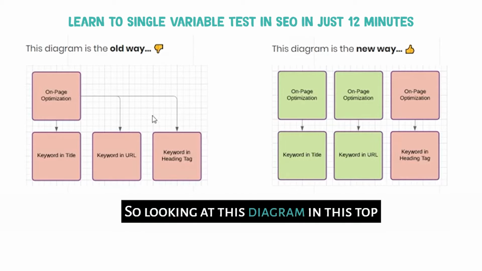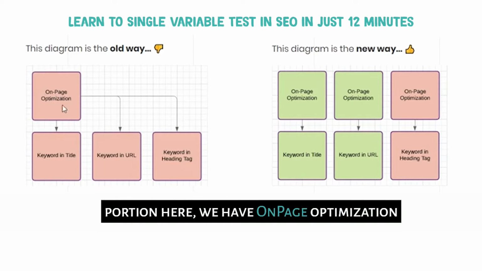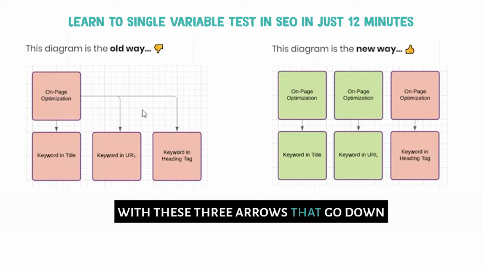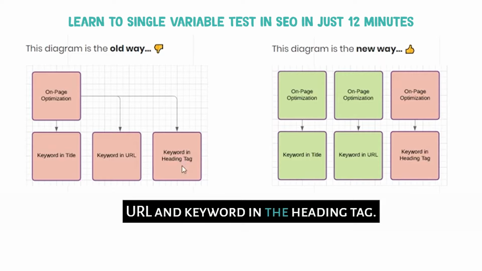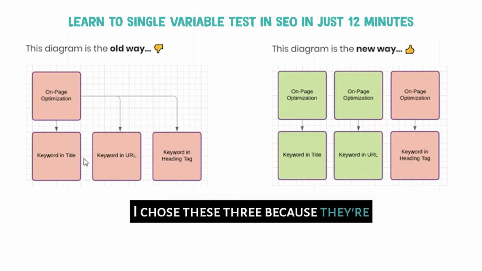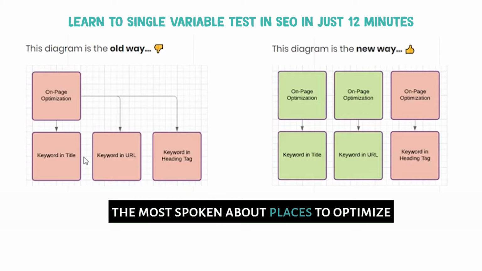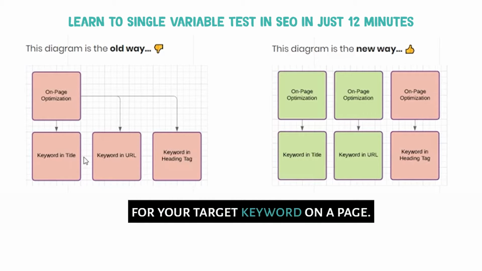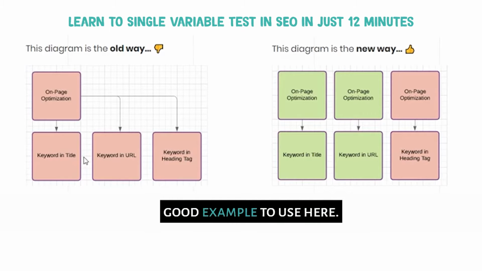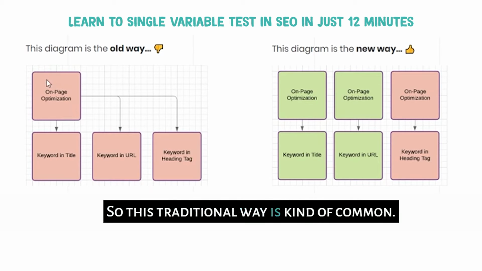So looking at this diagram, in this top portion here, we have on-page optimization with these 3 arrows that go down to keyword in the title, keyword in the URL, and keyword in the heading tag. I chose these 3 because they've probably been the most popular and some of the most spoken about places to optimize for your target keyword on a page. And I figured they'd be a good example to use here. So this traditional way is kind of common.